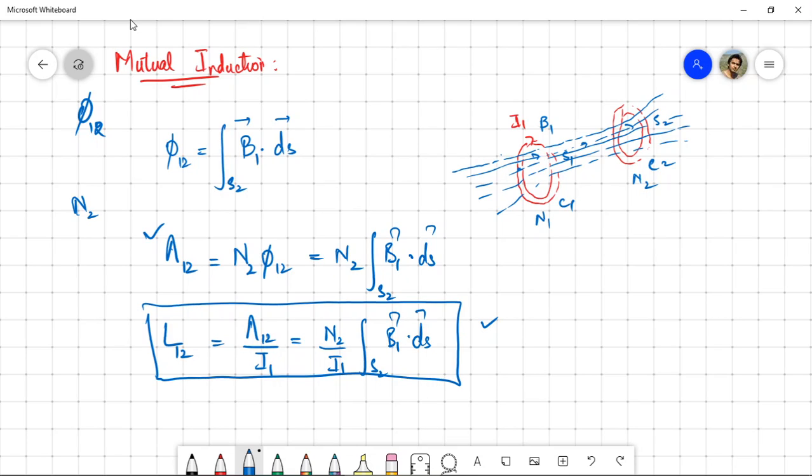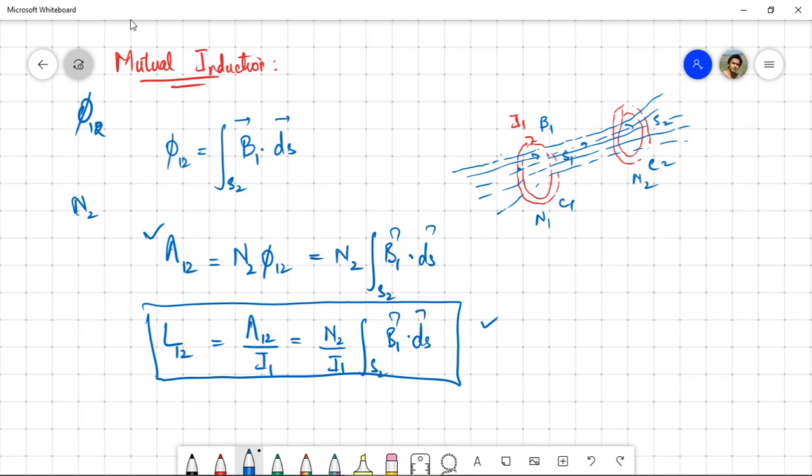The most wide application of mutual inductance you'll find is in transformers, because transformers basically work on the principle of mutual inductance. I know you have studied this on the fundamental level in FSC or in matric.